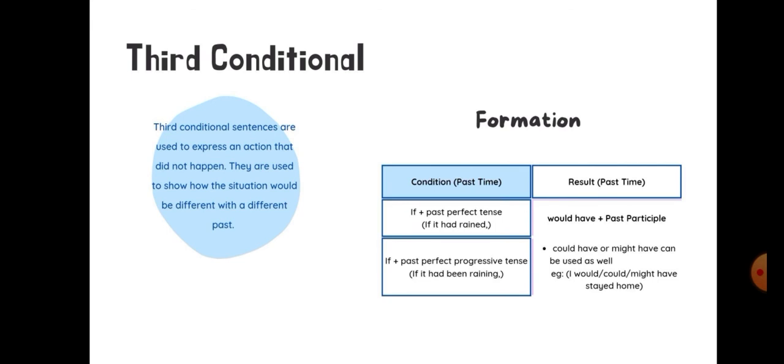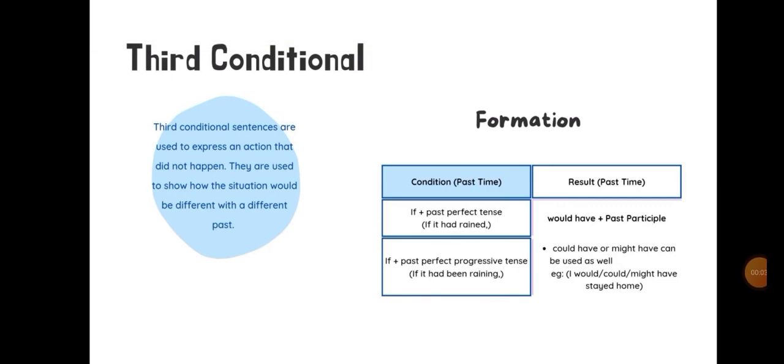But in the third conditional we are talking about a past that has already happened and we wish to change it, but it cannot change because it has already happened. So in third conditional sentences, we express an action that did not happen. They are used to show how the situation would be different with a different past. We all have something that we regret doing in the past, or something that we could have imagined happening in a different way, but that could not change.